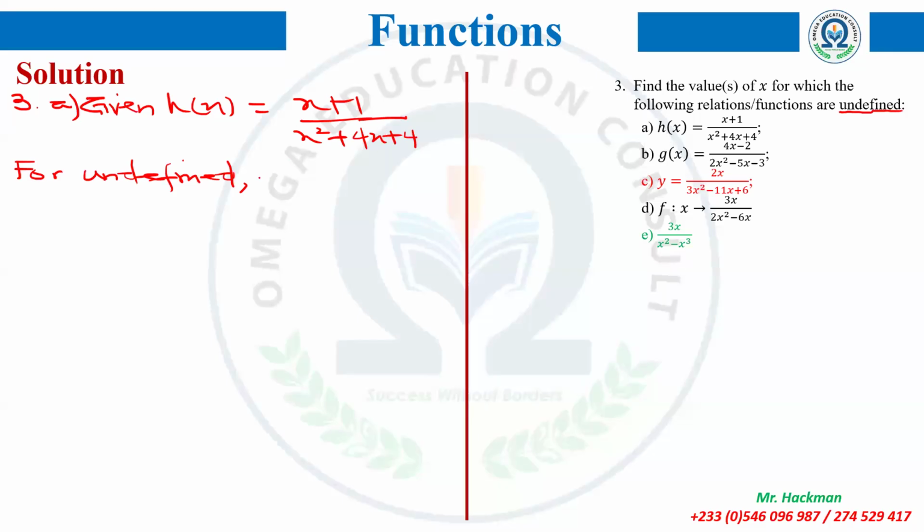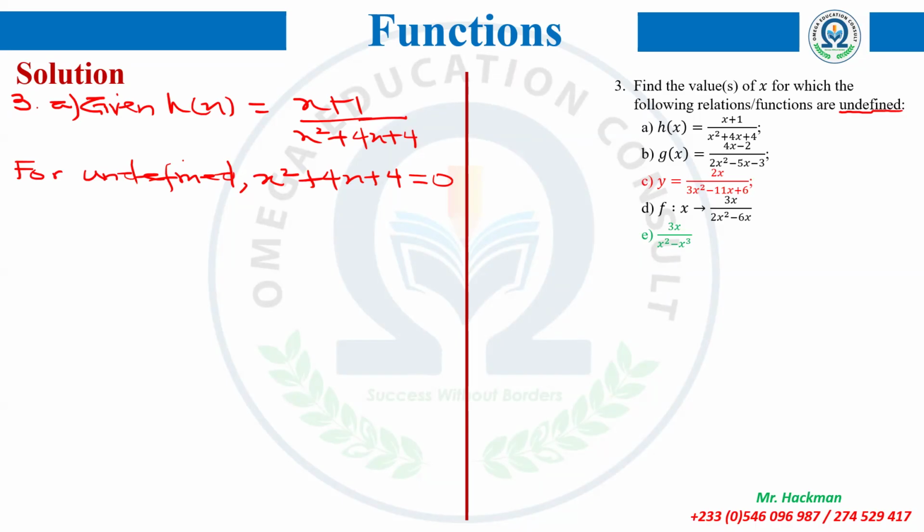So what's your denominator function? s squared plus 4s plus 4. And that should be equal to 0. So now if you look at the resultant equation coming from setting your denominator expression to 0, you can see that you are dealing with a quadratic equation. So at this point, you ask yourself, how do I solve quadratic equations?